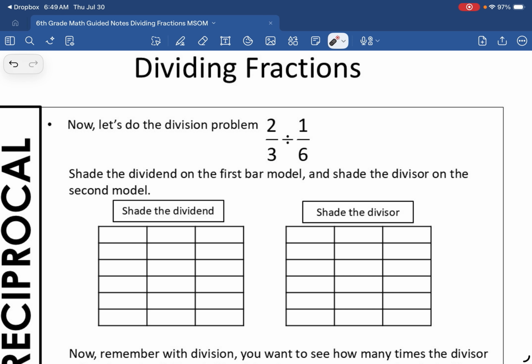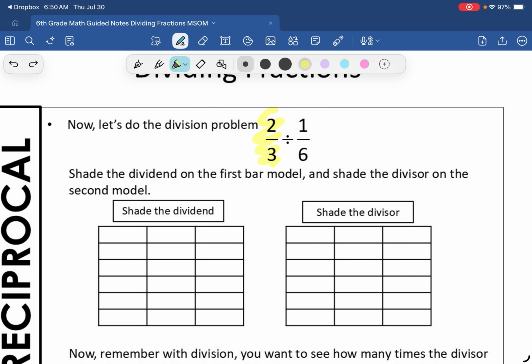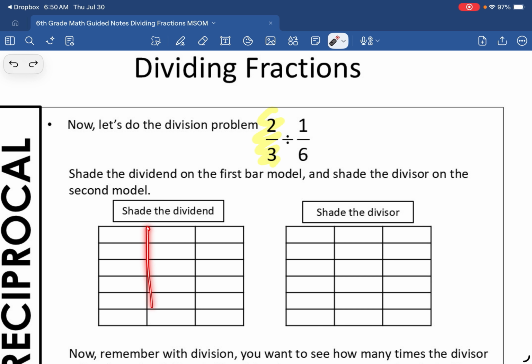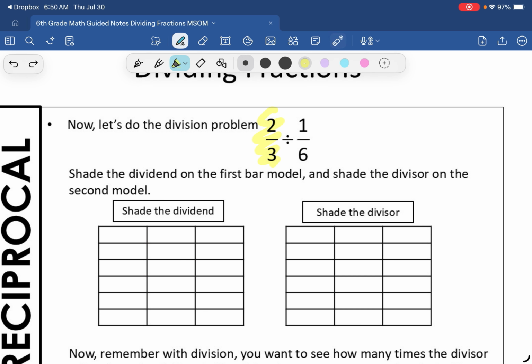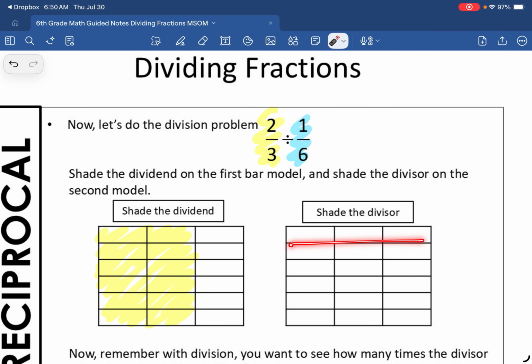Shade the dividend on the first bar model and shade the divisor on the second bar model. So shade 2/3. I see my thirds are going this direction. So to shade 2/3, I'll shade it like this, 2/3. And then on this bar model, I need to shade 1/6. And I can see that my sixths are going horizontally.